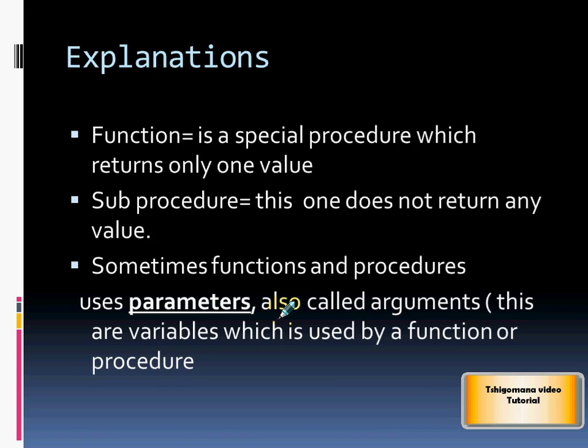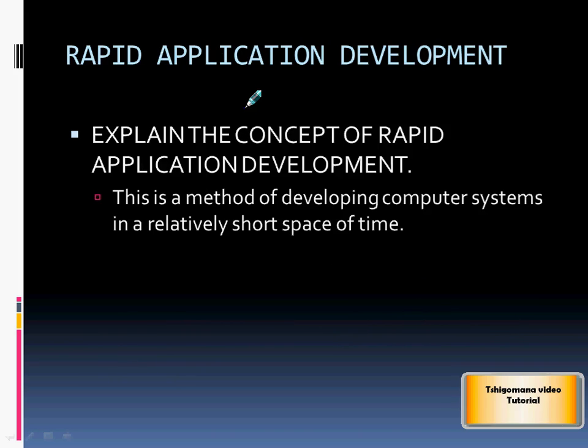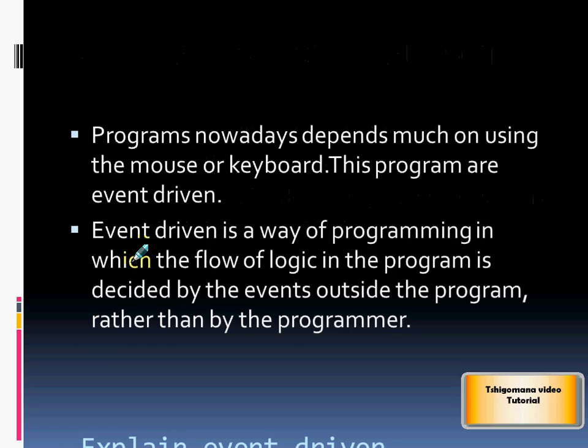Right, let us look at rapid application development. Here we have to explain the concept of rapid application development. This is a method of developing computer systems in a relatively short space of time. Programs nowadays depend much on using the mouse or keyboard. These programs are event-driven. Event-driven is a way of programming in which the flow of logic in the program is decided by the events outside the program rather than by the programmer.